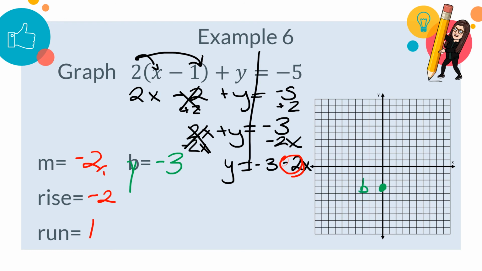Label it B. Let's count. This means down 2, rise negative 2, run 1. Rise negative 2, run 1. Negative 2, 1. And I'm going to go the other direction. I'm going to go up and left just to finish out that perfect line. Let's connect our dots. Let's draw arrows. And there we go, another perfect line.